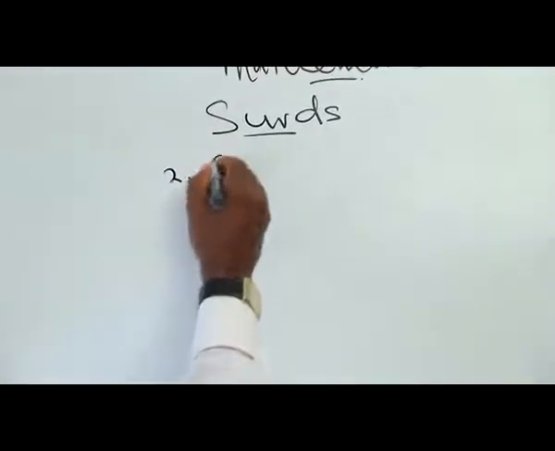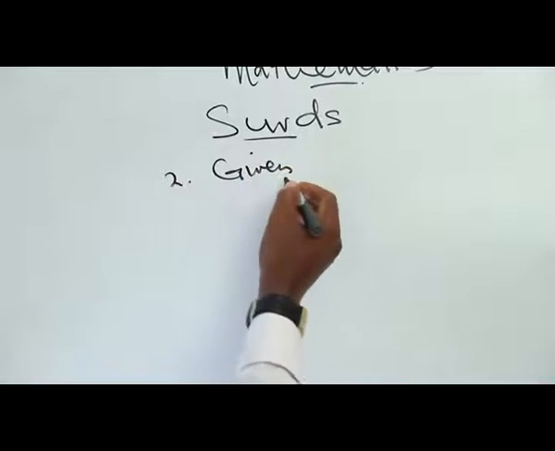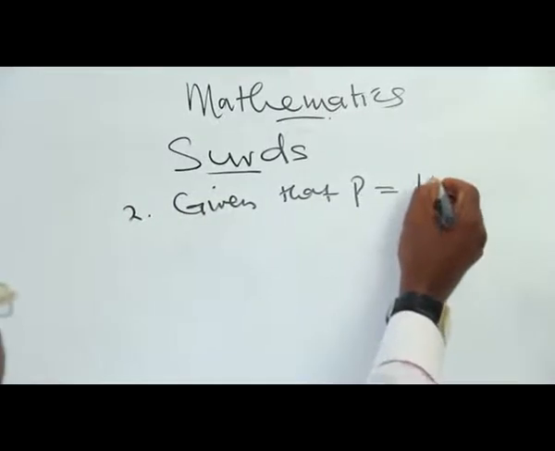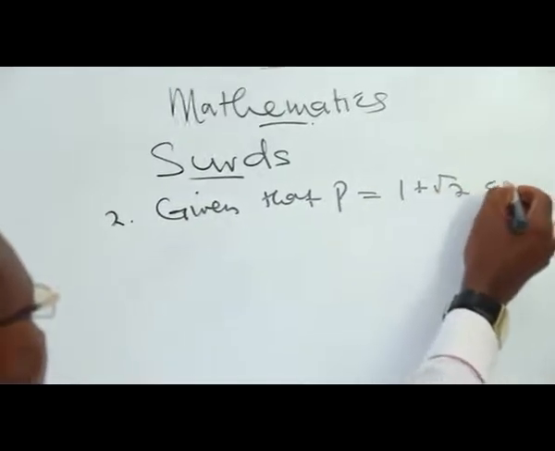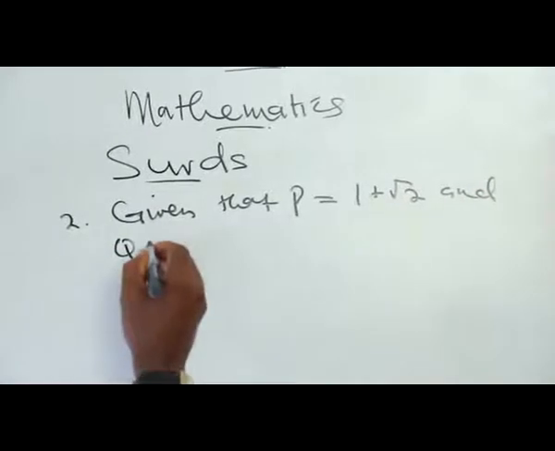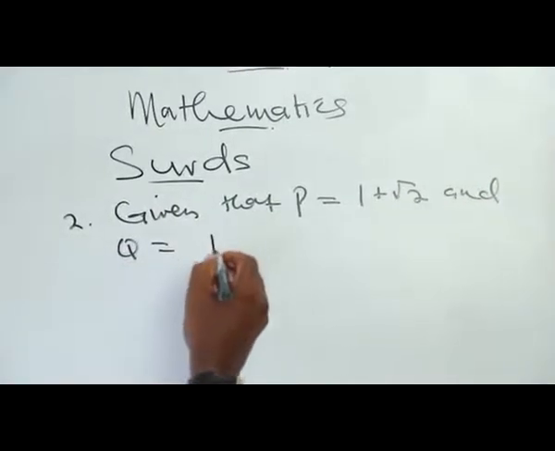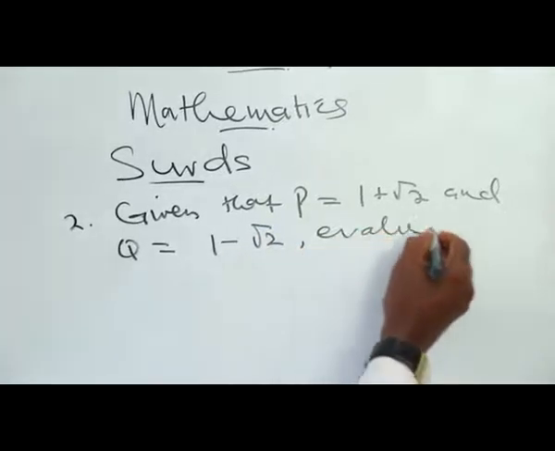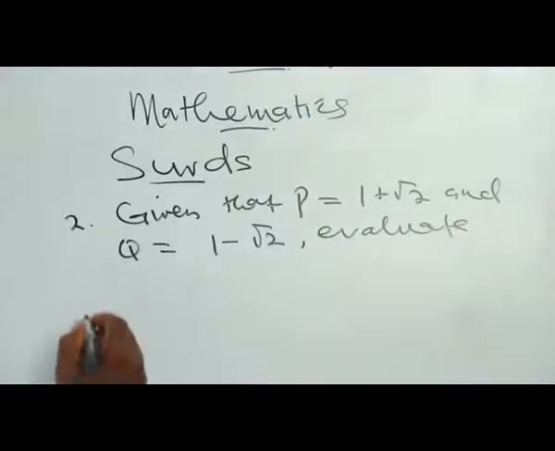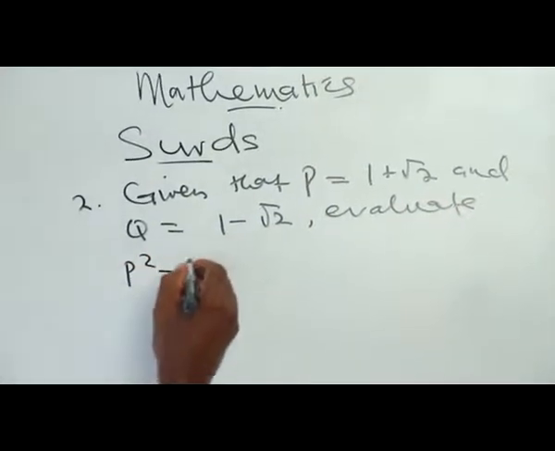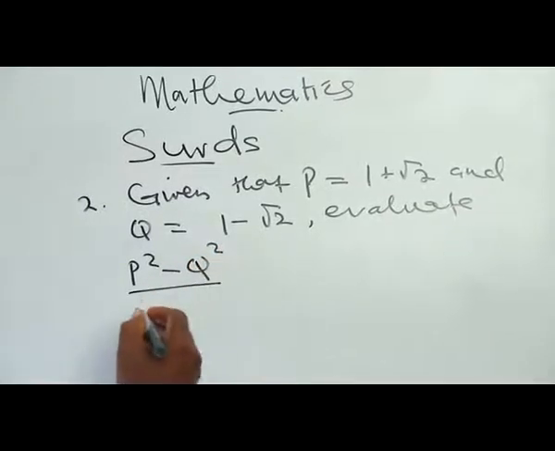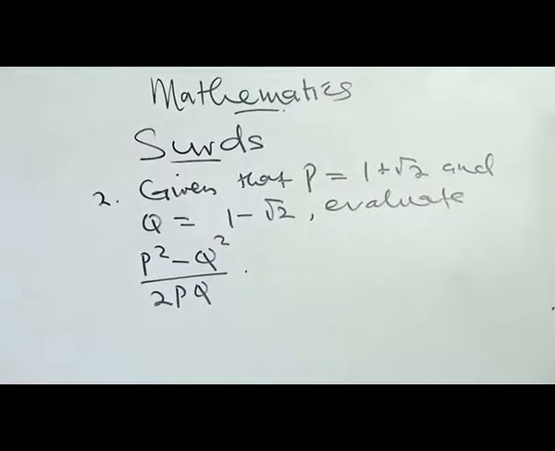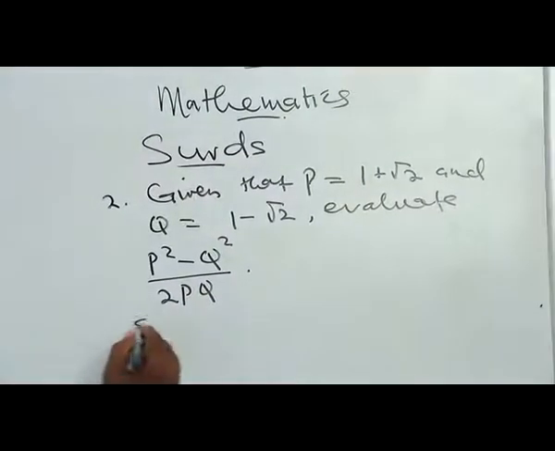Another example, example 2. You are given that p is equal to 1 plus root 2. And you are also given that q is equal to 1 minus root 2. And you have to evaluate p squared minus q squared all over 2pq. Evaluate this. Our solution.